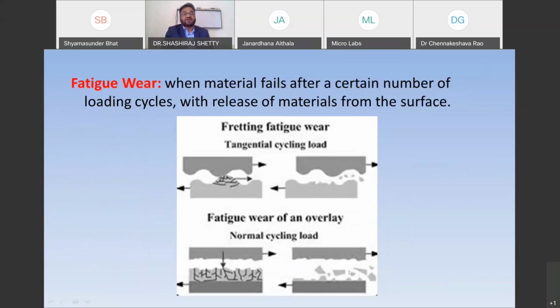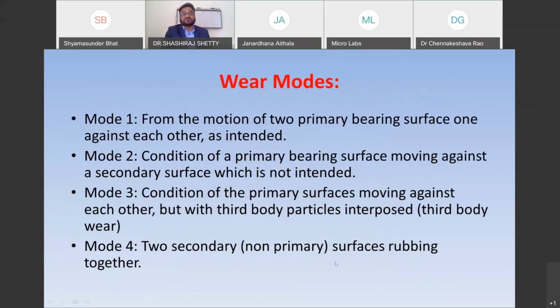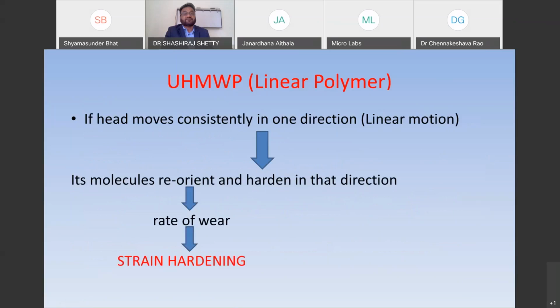Fatigue wear: when the material fails after a certain number of loading cycles, with release of material from the cup, the softer side. Wear modes: mode 1 is from the motion of two primary bearing surfaces against each other as intended. Mode 2 is the primary bearing surface moving against a secondary surface, which is not intended. Mode 3 is the primary surfaces moving against each other, but with third body particles interposed. It is called third body wear. Mode 4 is two secondary, non-primary surfaces against each other.